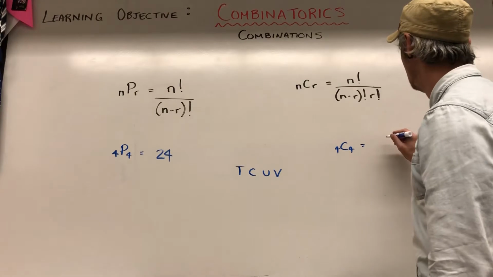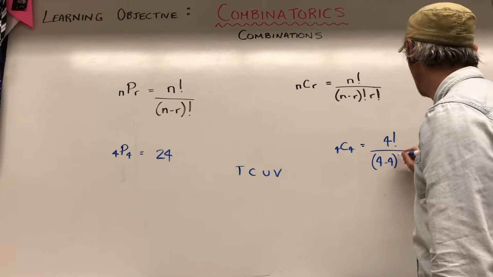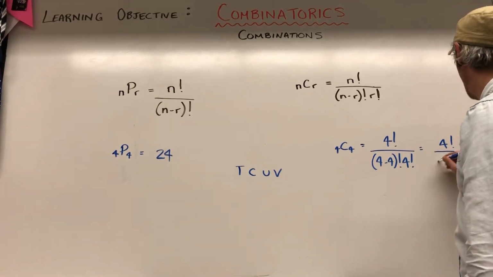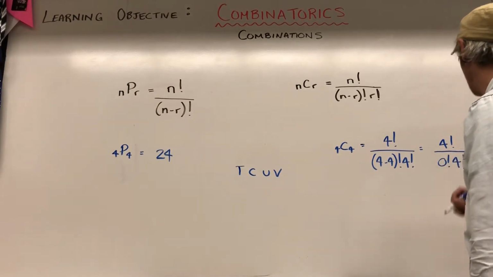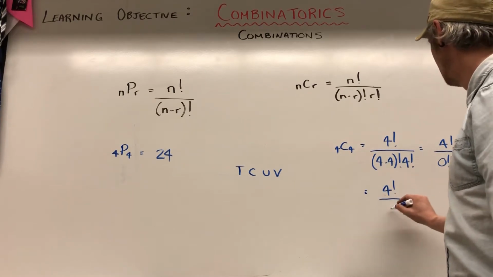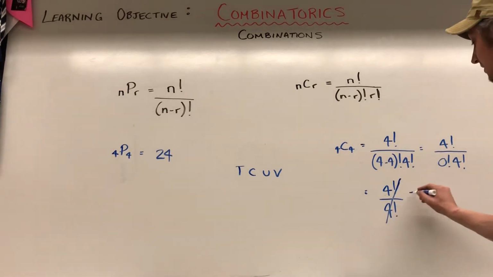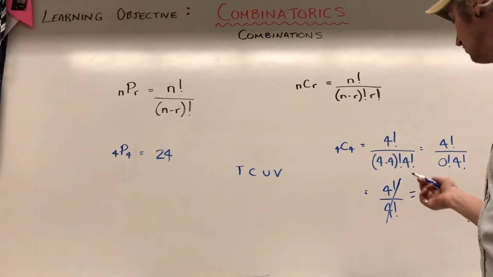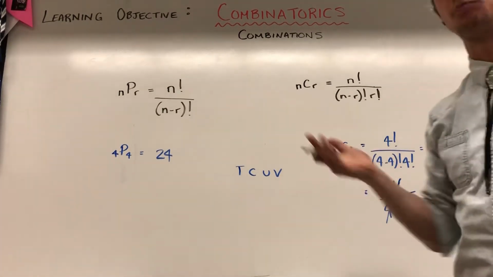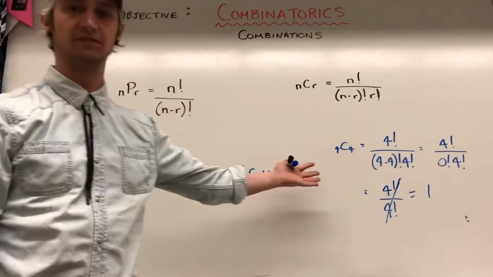Well, then I get 4 factorial divided by 4 minus 4 factorial times 4 factorial. And I get 4 factorial over 0 factorial times 4 factorial. I know that 0 factorial is 1, so I get 4 factorial over 1 times 4 factorial. A number divided by itself is 1. So I can only choose 4 letters from 4 letters one way. Surprise, surprise, right? And so you'll be like, well, what the hell's the point of learning this stuff?